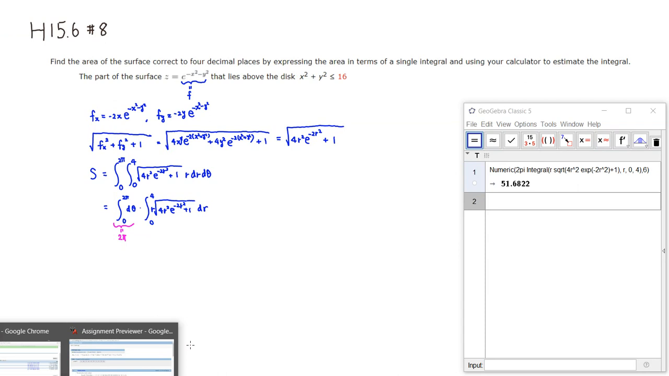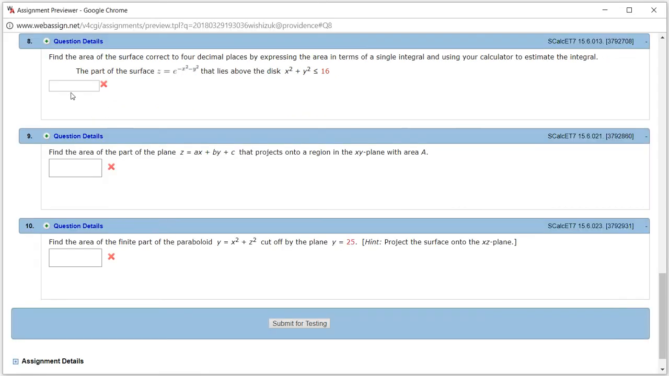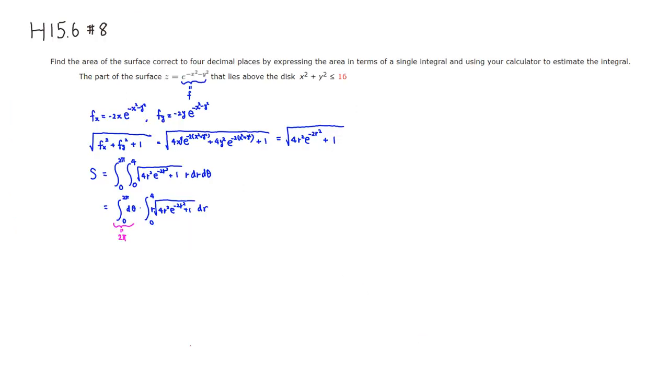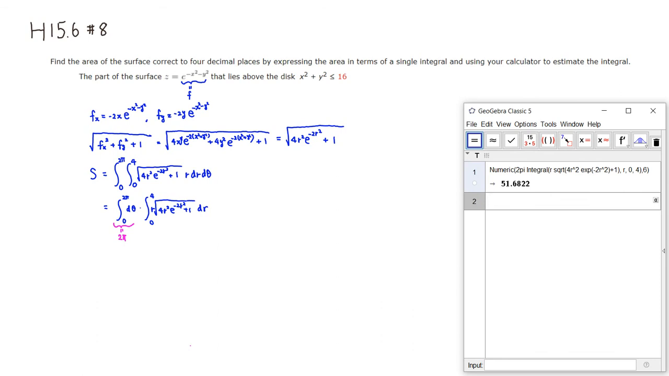So let's type it in. What we got was 51.6822. Let's submit for testing. It came back and looks like we got this one correctly. That's it. I hope that this was clear.